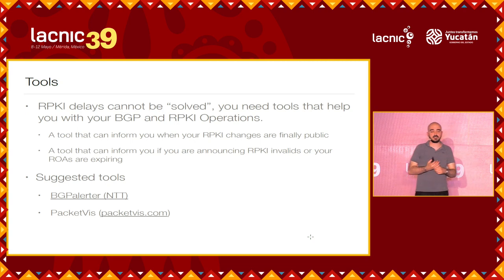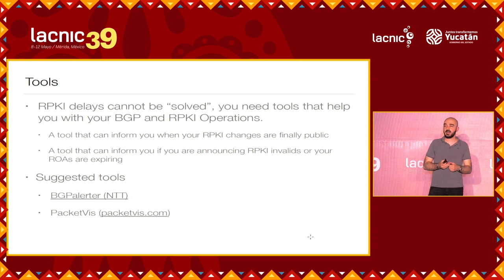One of the lessons, I would say: the RPKI delays are a part of the system. I think in the future there will be more discussion about what parameters we should set for improved performance while we do the validation. However, at the moment, the best thing in general is to use monitoring to guide your operations, with tools that can inform you when your RPKI changes are public and visible, and also tools that can inform you when you are announcing invalids or your ROAs are expiring. I have two tools that I can suggest. BGP Alerter is the first.